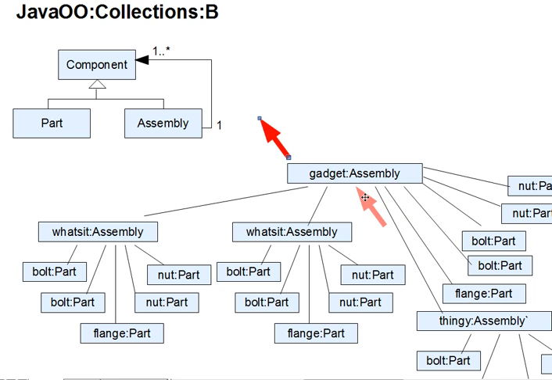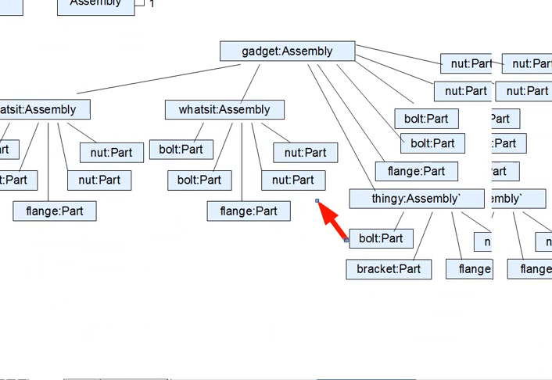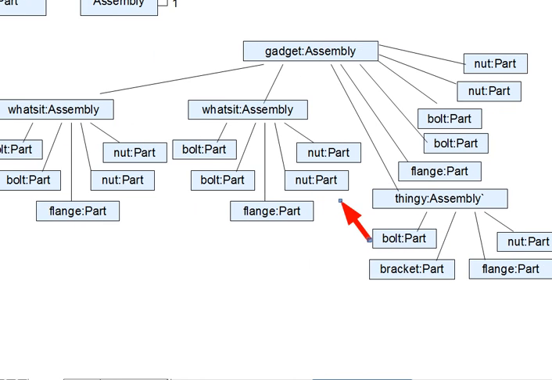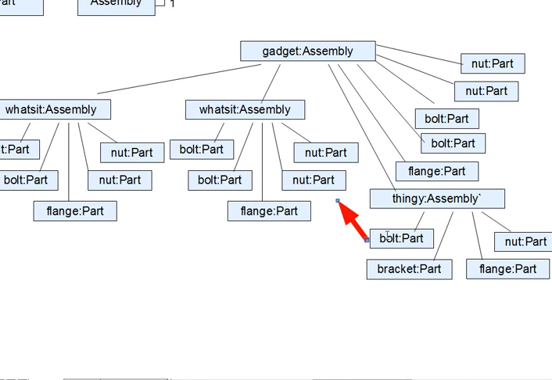An assembly object representing a gadget will point to two other assembly objects representing whatsits, and to a third representing a thingy, plus several part objects representing a couple of bolts and nuts and a flange. And the whatsit objects will in turn point to a number of part objects, as will the thingy object. Let me scroll it down a little here and see that. It's the specific references in the list component members that form the tree.